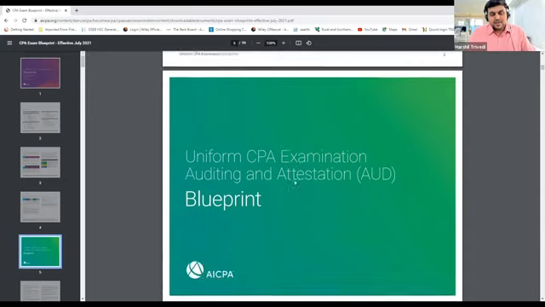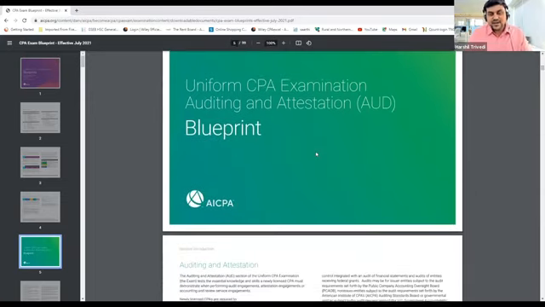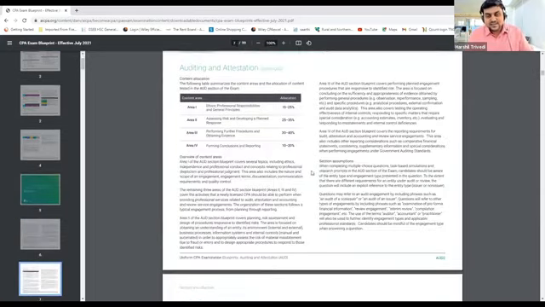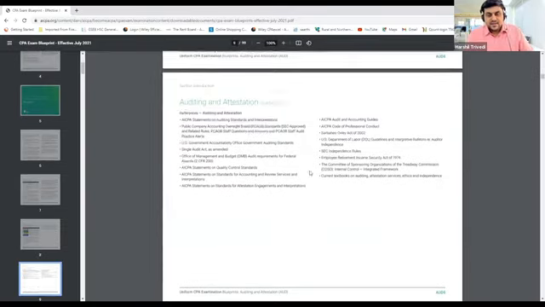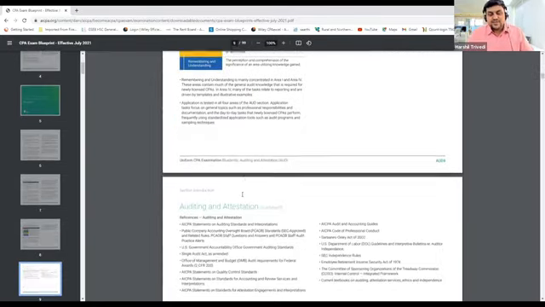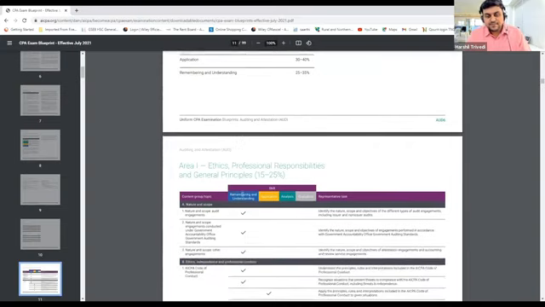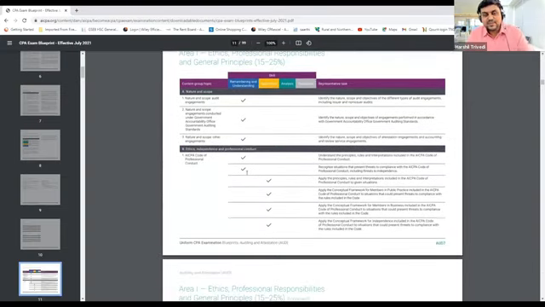Now if you see the first paper, auditing and attestation, they are asking evaluation as well. Here they have given the areas; the first topic is nature and scope. In nature and scope, they mention which areas they are going to ask, which type of questions they are going to ask, and which skill set is required to answer that type of question.